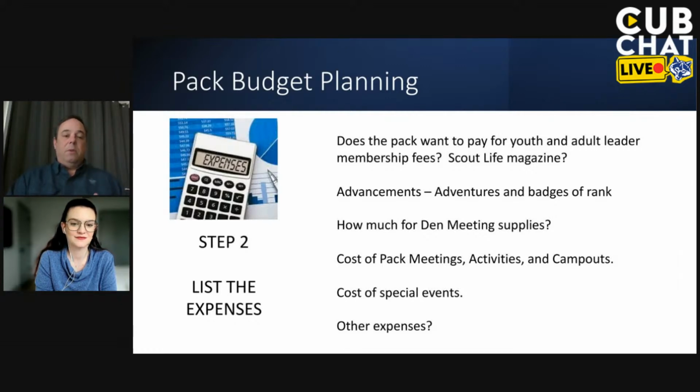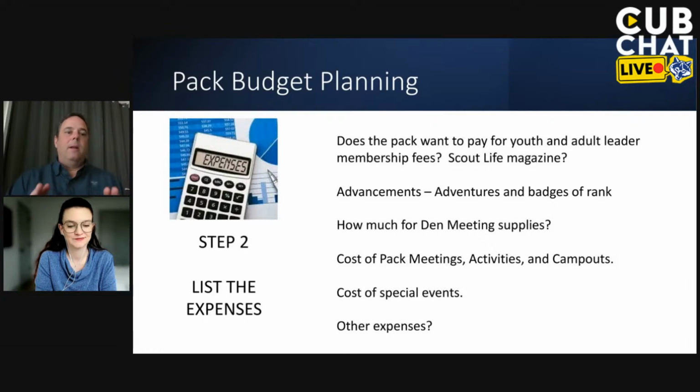Advancements: how many advancements are you expecting your kids to earn this year? Not just their badges of rank, but you also want to budget for adventures. And do you allow for families to do adventures at home? And if so, and they report that, do you limit how many? Is that unlimited? Right now is the time to start talking about those things, instead of when you're in the heat of the moment and someone asks the question and you never addressed that before. So that's a good one to ask. We talked about den meeting supplies, right? That's a key element, right?